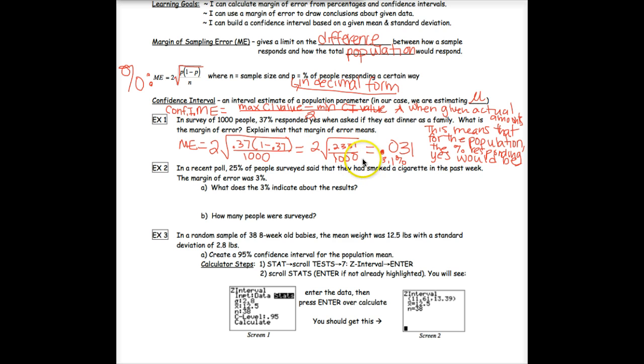The original was 37, so we do 37 plus or minus 3.1%. So the percent responding yes would be between 37 minus 3.1%, which would be 33.98%, and if we do 37 plus 3.1%, 40.1%. So when you get 0.31, that means 3.1%.